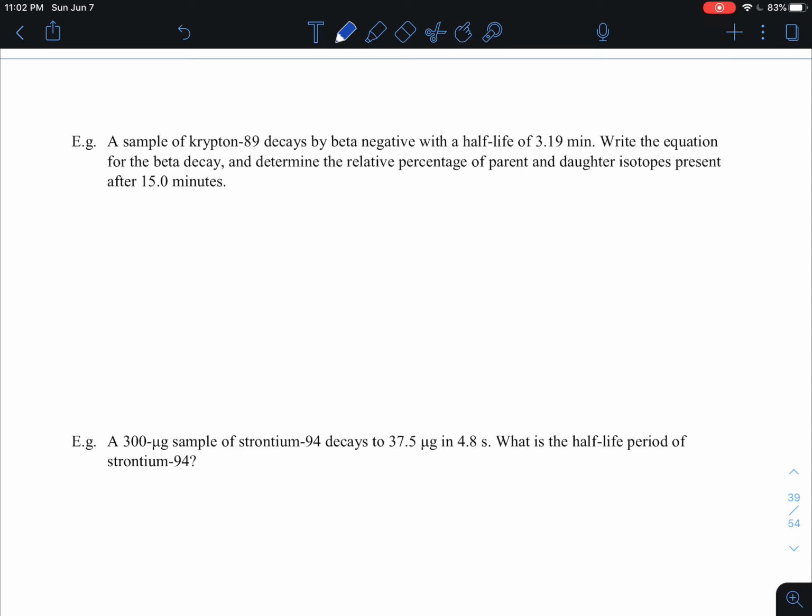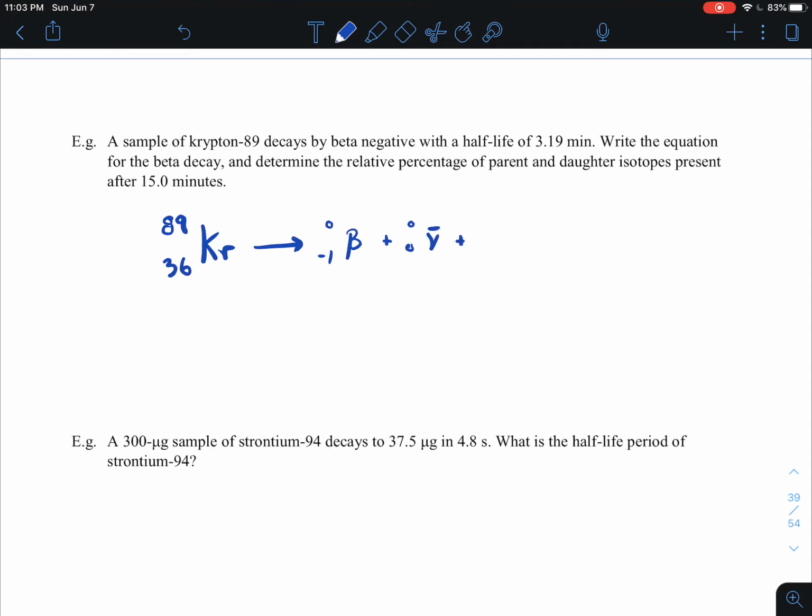All right, so Krypton, Kr-89, so the number up here, 89. Krypton, looking at my periodic table, just double check. We see that Krypton is atomic number 36. And if this undergoes a beta negative, we're going to say that's going to be our 0, -1 beta particle. We also know that there's also a neutrino that goes along with that, 0, 0, and it's actually the anti-neutrino.